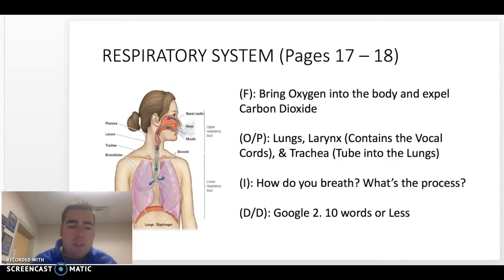Okay, this one's pretty simple, and you probably should know most of this by now. Maybe not the ins and outs of the organs, but you should have a good idea of what the respiratory system actually does. Our function here is that it brings oxygen into the body and expels carbon dioxide.